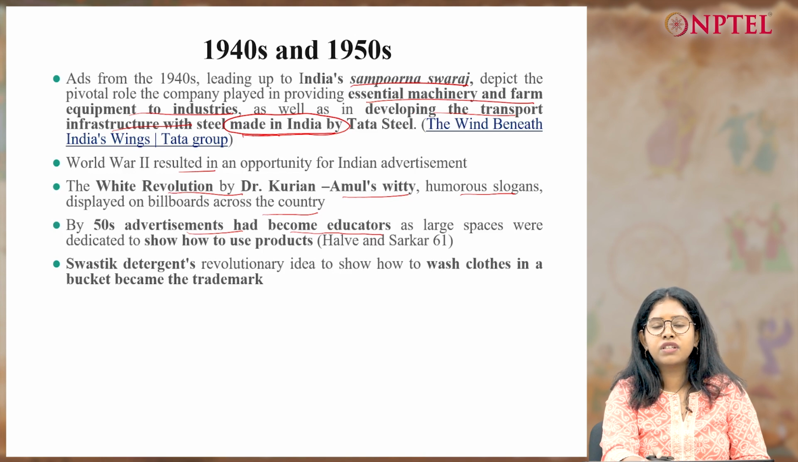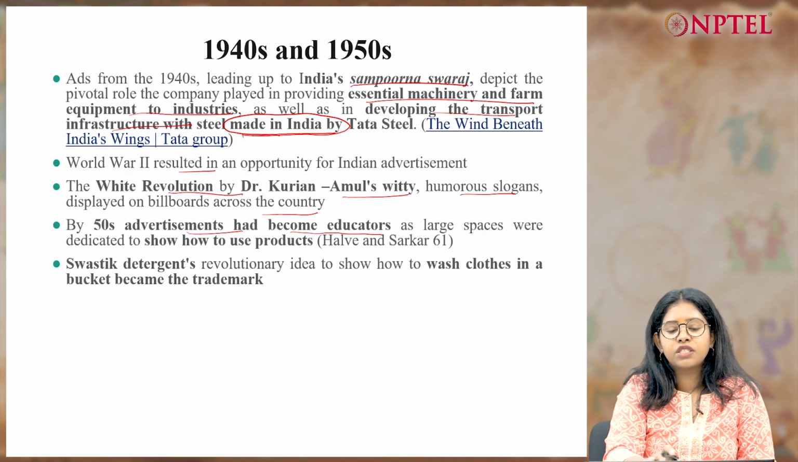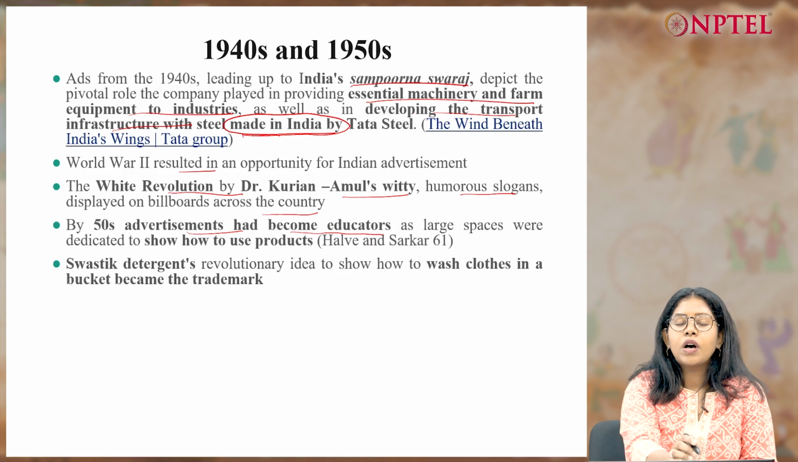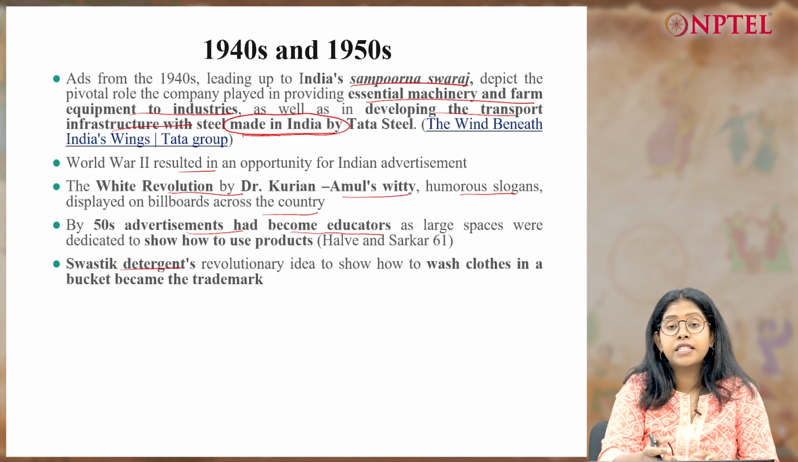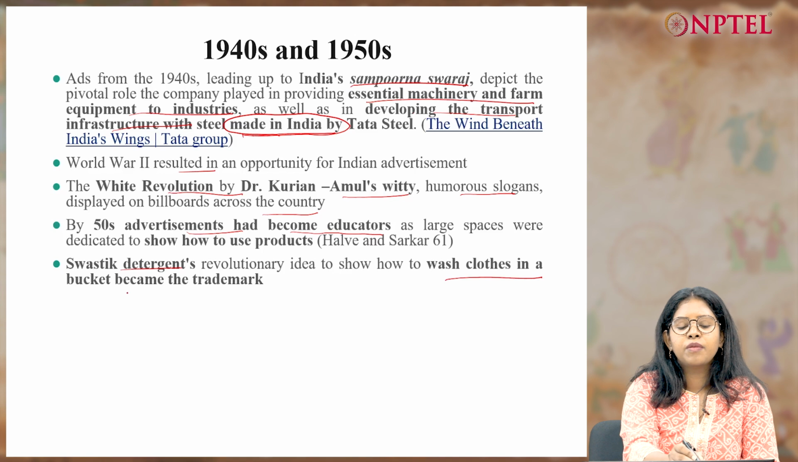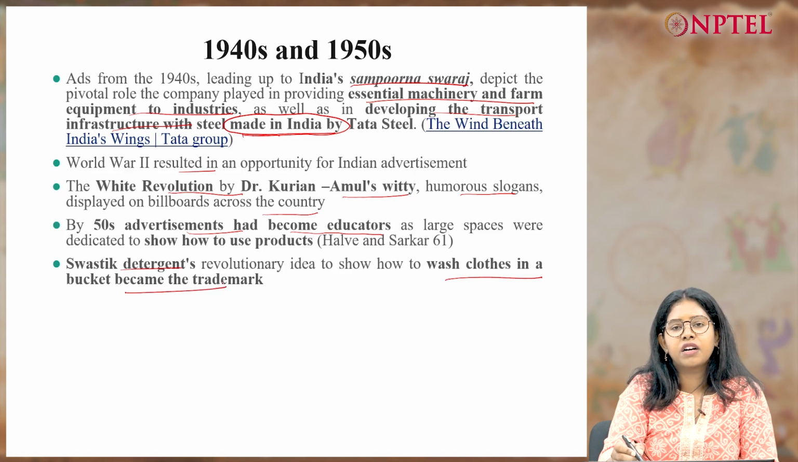Now there was a revolution which was about to start during the 1940s and 50s. Swastik detergent came up with a revolutionary idea. Before that, people used to wash the clothes. They might have a tap, they might not have a tap. So they would wash with soaps under the tap, and then they would use it in ponds and all. But they came up with a revolutionary idea, washing clothes in a bucket, and that became a trademark. So it was Swastik detergent that told people how to wash the clothes.